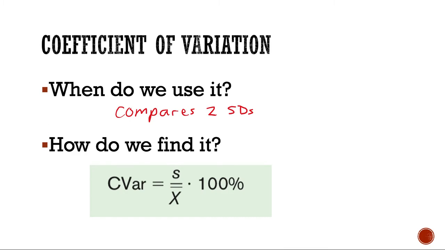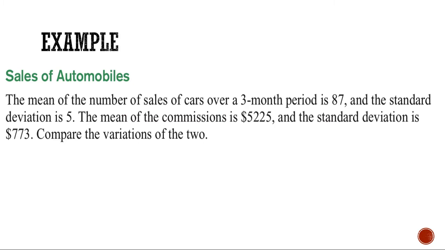All right, so let's do a quick example of what that would look like. The mean number of sales of cars over a 3-month period is 87 and the standard deviation is 5. We also have commission data, and they're telling us that the mean there is 52.25 and the standard deviation is 773. And they're asking us to compare the variations of the two.